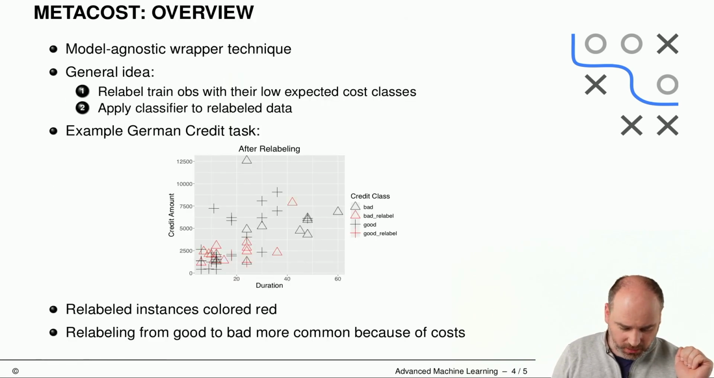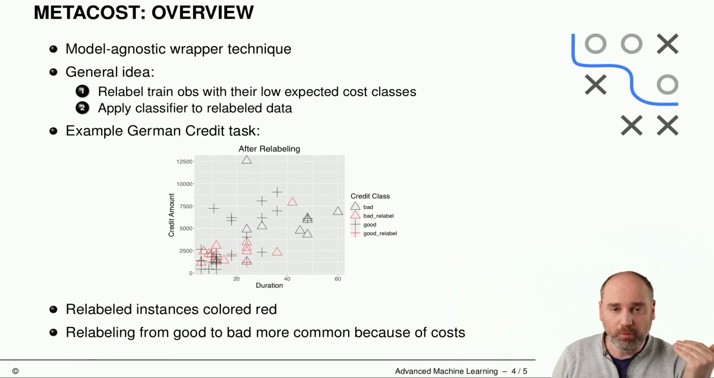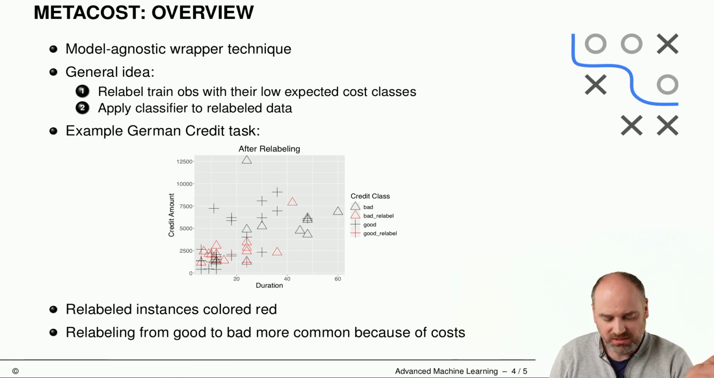I want to conclude now with a nice model-agnostic wrapper technique of influencing the training of our machine learning algorithm and making that cost sensitive. There's a quite well-known and now older algorithm which is called MetaCost. I guess it's called MetaCost because it's this model-agnostic wrapper technique. And it basically works like this. The idea is to relabel our training observations in the form that they have low expected costs for the relabeled class. And then we apply our classifier to that relabeled data.